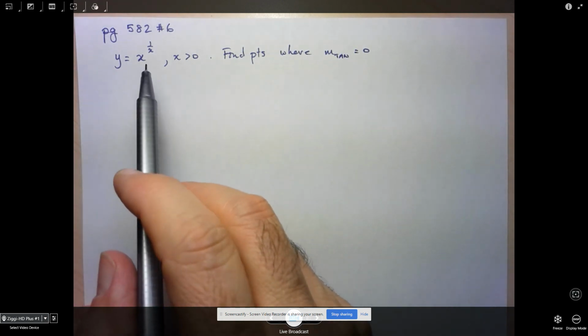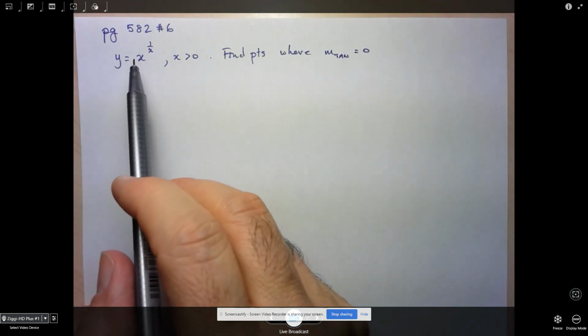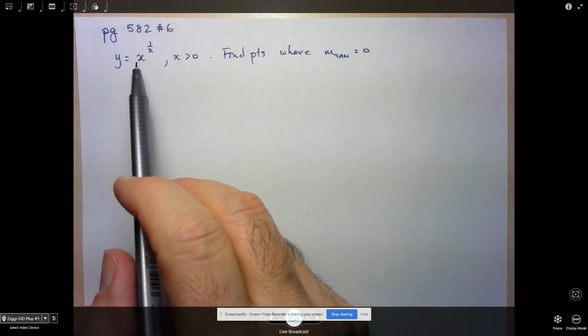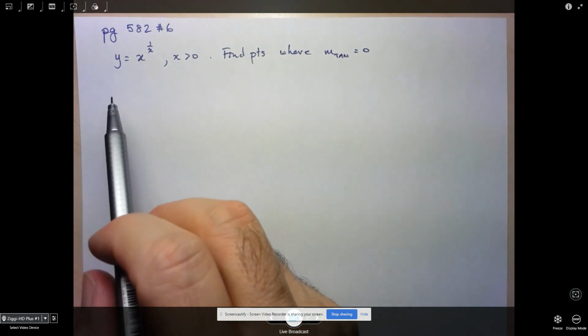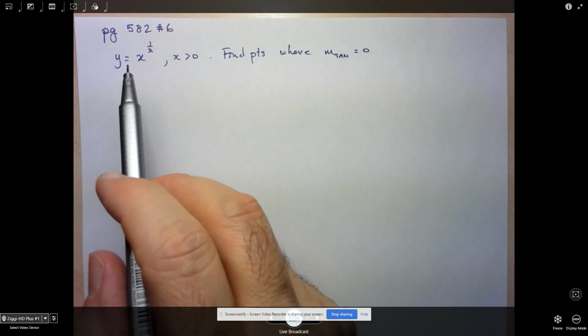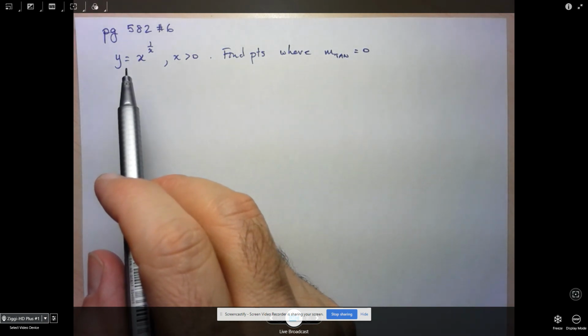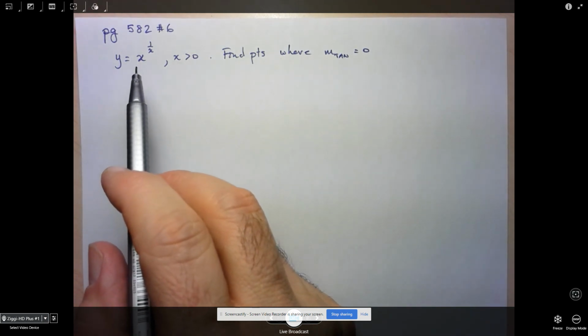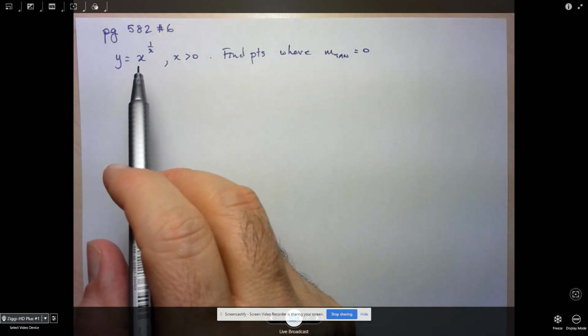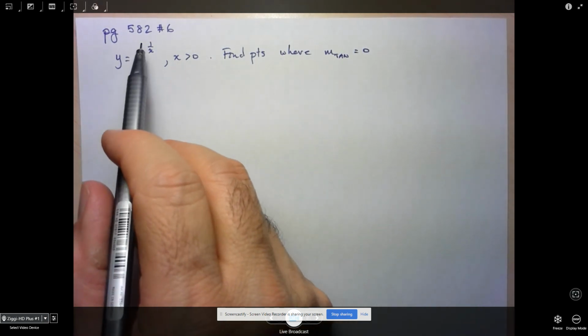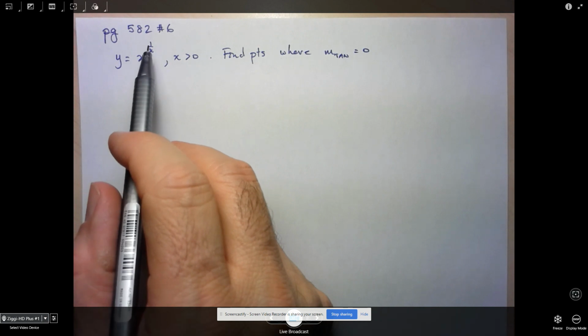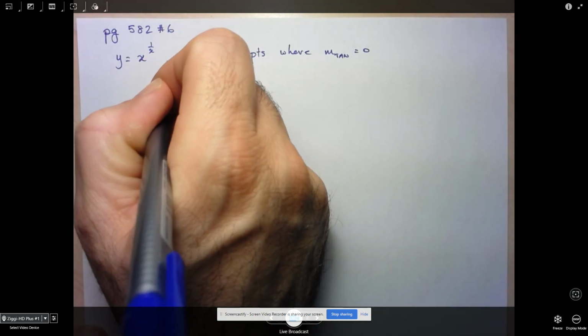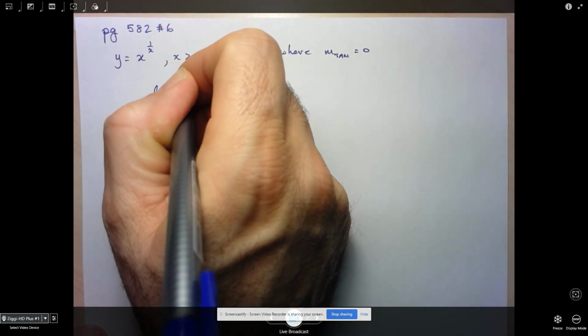Now I recognize this as a function where we have a variable in both the base and the exponent of a power, which means we can't use our regular differentiation rules to determine the derivative. So we're going to use logarithmic differentiation. Instead of working with the function x to the 1 over x, we're going to work with the function ln of x to the 1 over x.